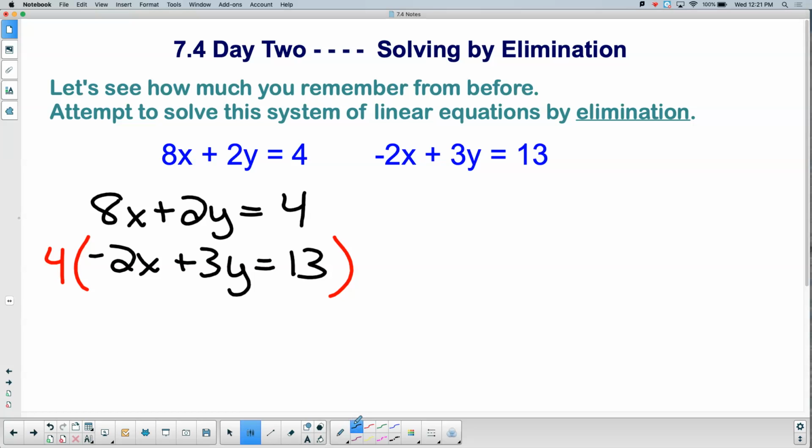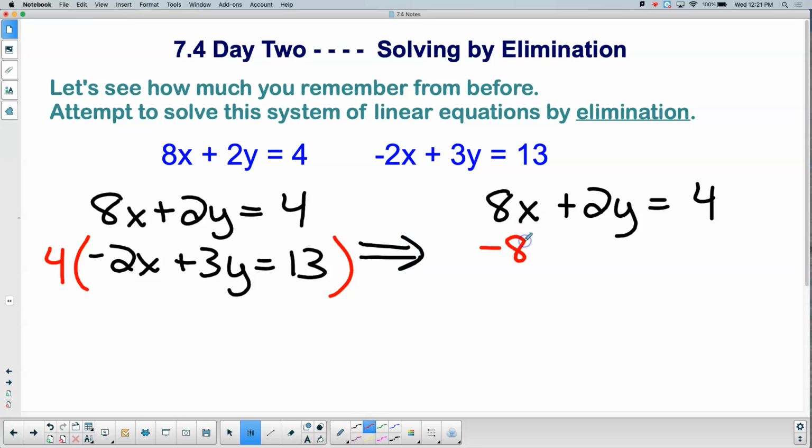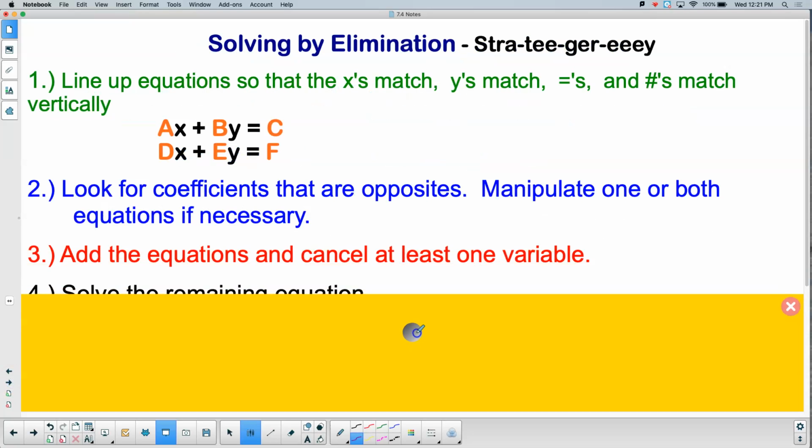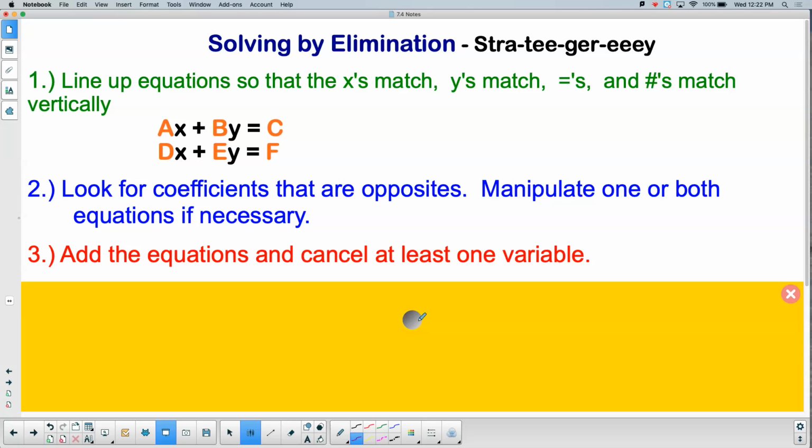So now I get 8x plus 2y equals 4, and I get negative 8x plus 12y equals 52. Now what am I going to do? Add it. I'm going to add these two equations together, which is my step number three. Add the equations, and that's going to cancel out a variable. Or, one might say, it's going to eliminate a variable.